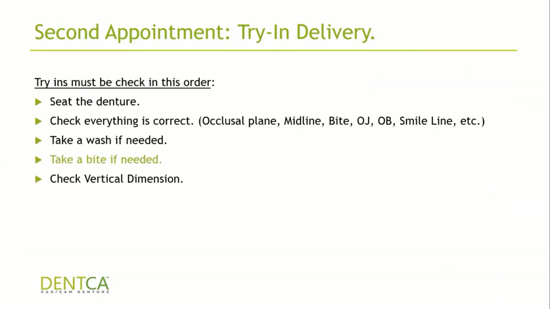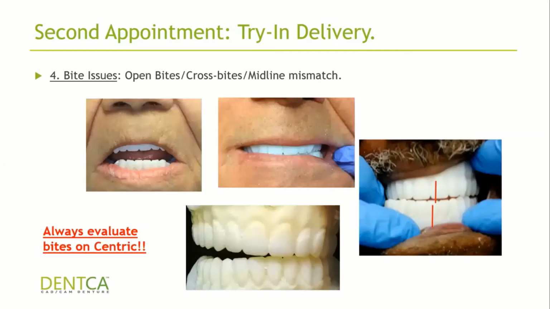Then the fourth thing we'll be doing is we will take a bite if needed. There are three instances where you would need a new bite. A, if you have a midline mismatch between the upper and the lower teeth. B, if you have a lateral open bite, anterior open bite, or cross bite issues. And the third one would be if you took a wash. So if you took a wash because you had retention issues, it's always recommended that you also take a new bite.